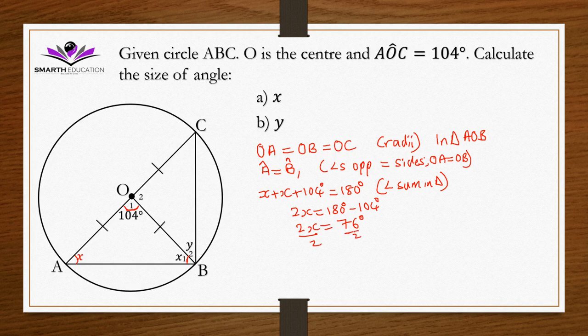Then what is 76 divided by 2 here? You're going to get x is equal to 38 degrees. So it means x is equal to 38 degrees. Okay, right. And then we're done with the first part.